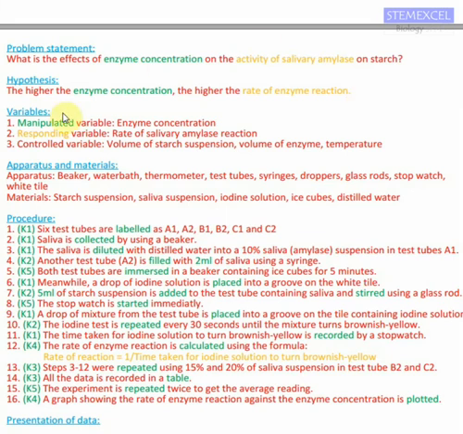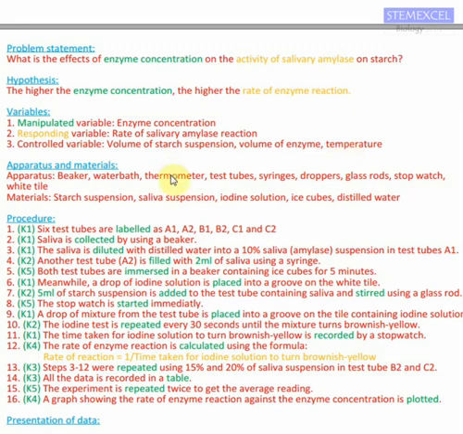So variables, this we already saw before. The manipulated variable would be the different enzyme concentration. Your responding variable will be the rate of salivary amylase reaction, and the control variable would be something that you keep constant. So you keep the same volume of starch suspension, the same volume of enzyme, and you also use the same temperature for all of the reactions.